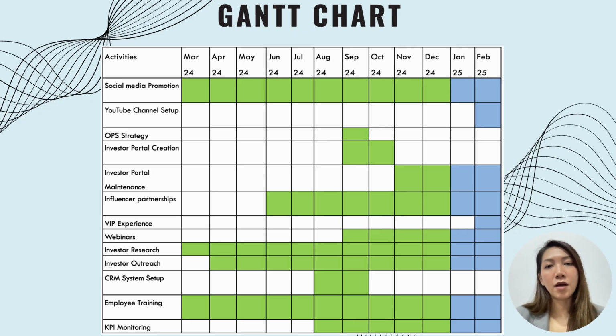The Gantt chart outlines the timeline for OPS implementation, highlighting ongoing outreach efforts, influencer partnerships, social media promotion, and employee training. The continuous tracking of KPIs will begin once the foundation elements of the OPS are in place.